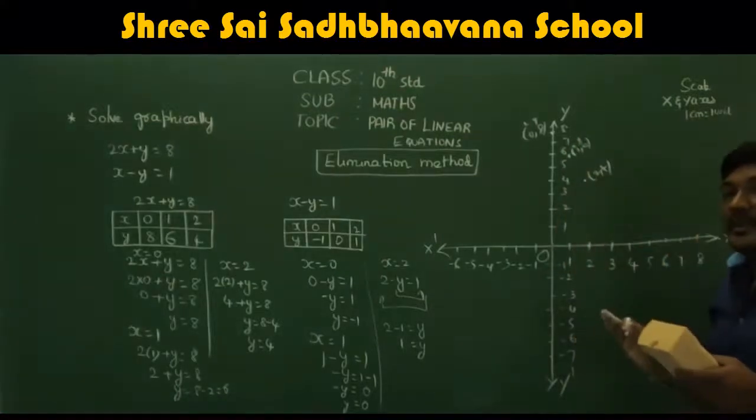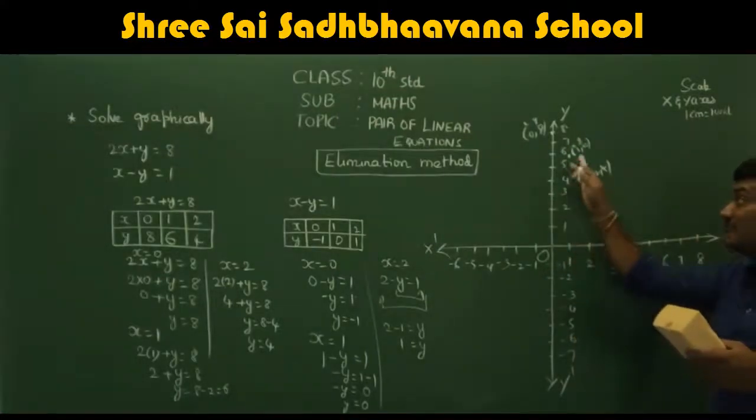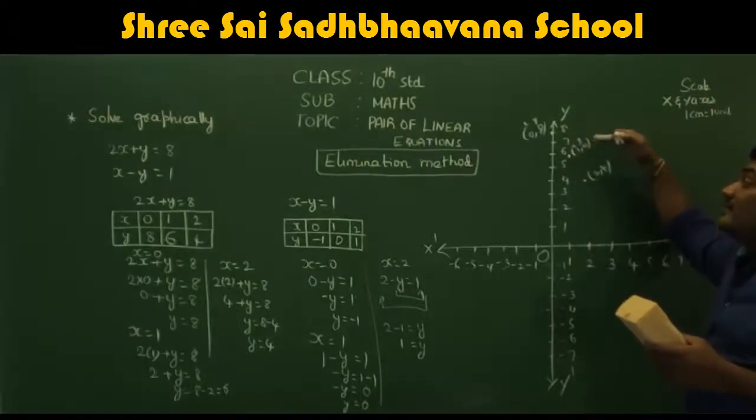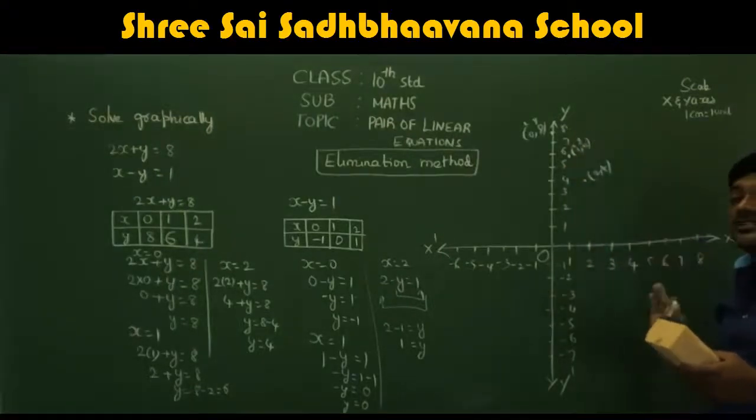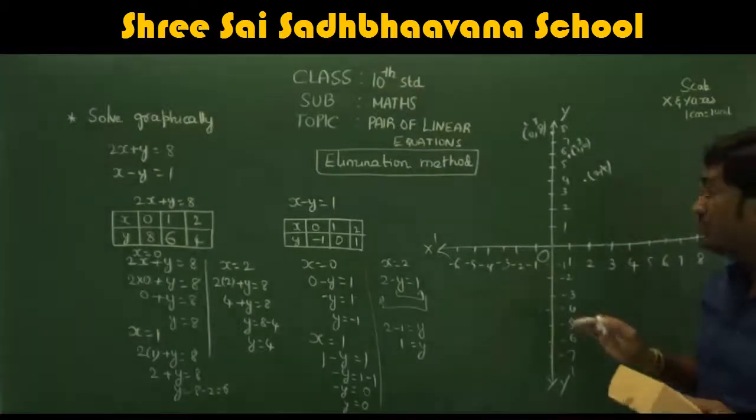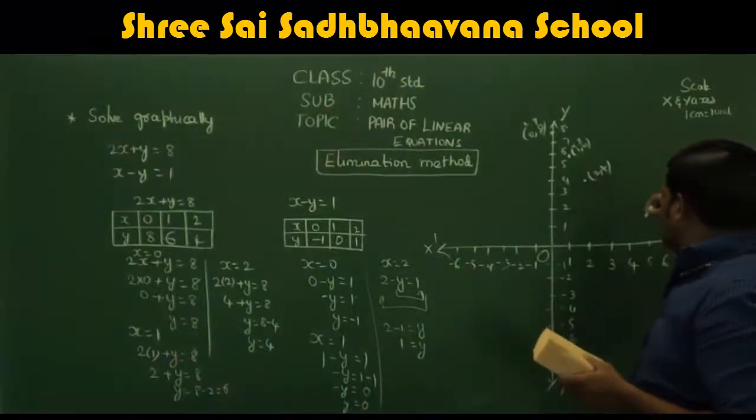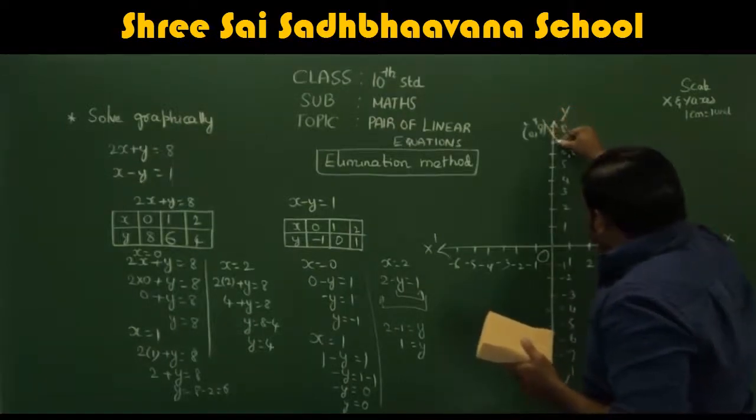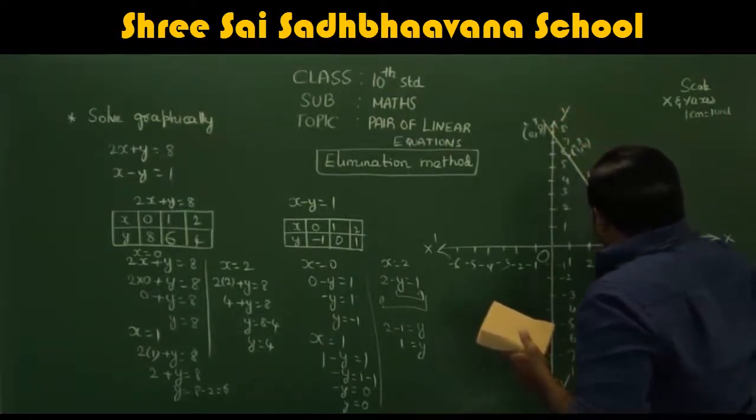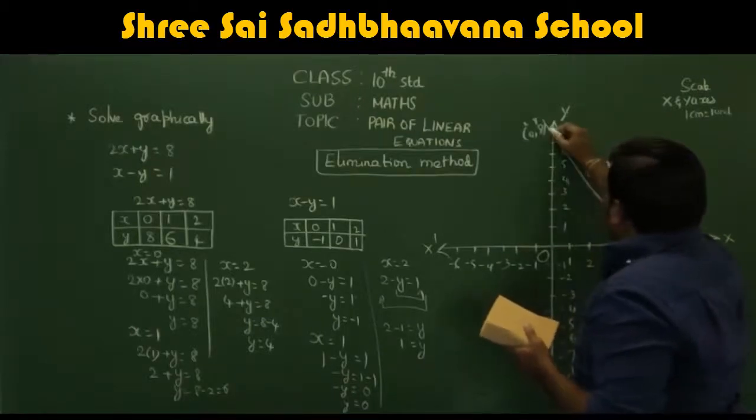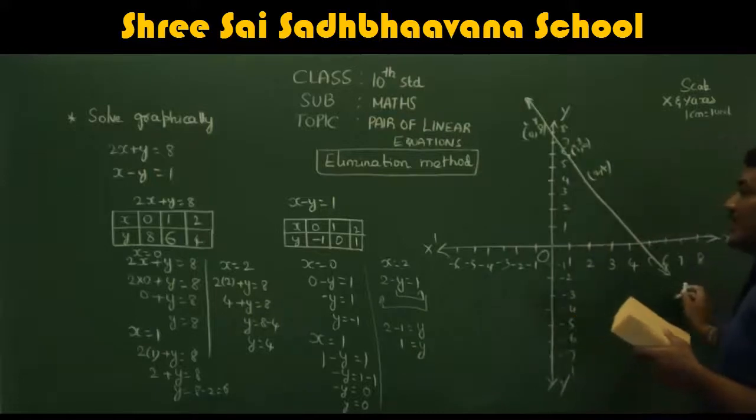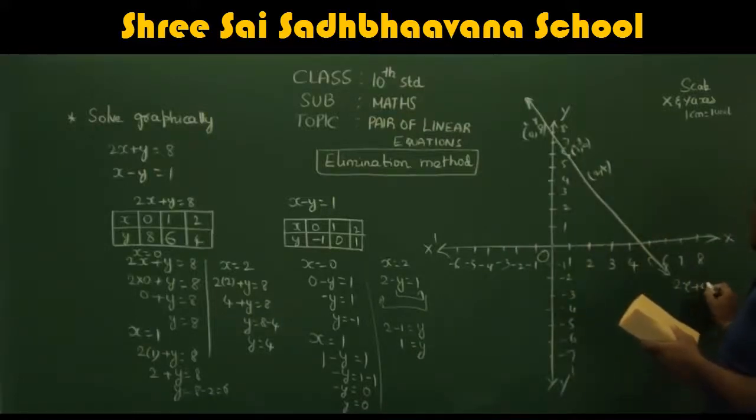So the x coordinate should make 1 unit distance from the y-axis, and the y coordinate will make 6 units distance from the x-axis. Just opposite to each other. Don't get confused. So now I hope you know this. Now you draw a line. When you draw a line, it just comes like this. You just extend the line on both the sides, put an arrow mark, and write the name of the line. So 2x plus y is equal to 8.